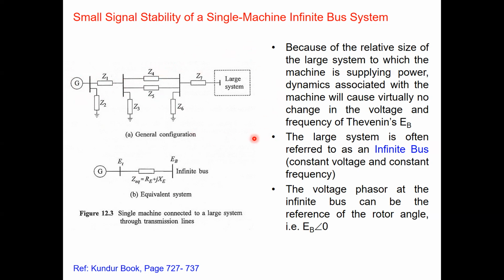So let's say you want to understand how this generator will behave if there is some disturbance on the generator side, or if there is some fault here, against the large network. This is what we want. So this machine is connected to an infinite bus here. That means this is your infinite bus, a large network.